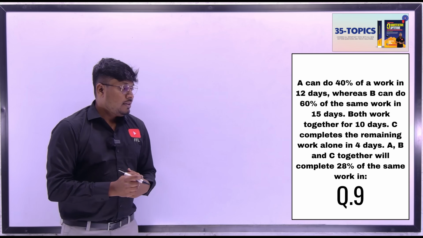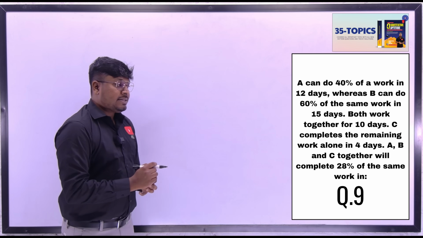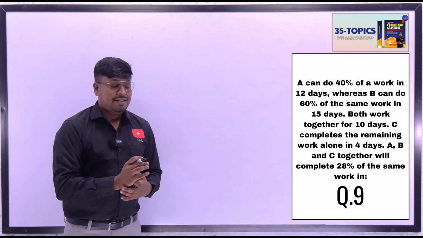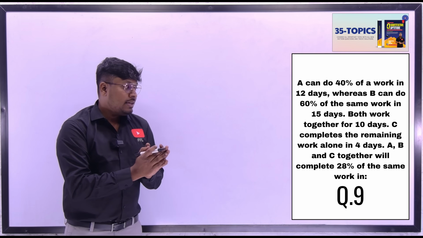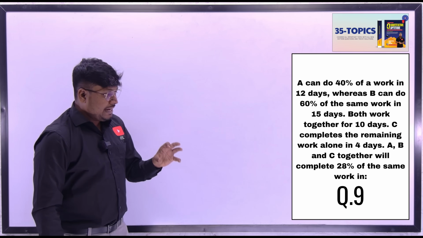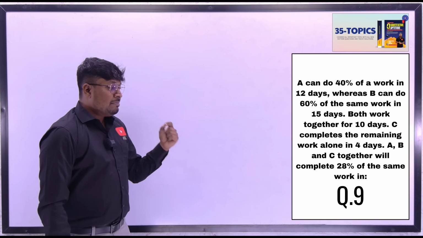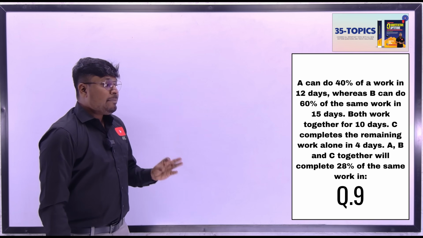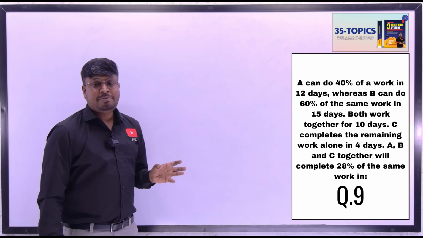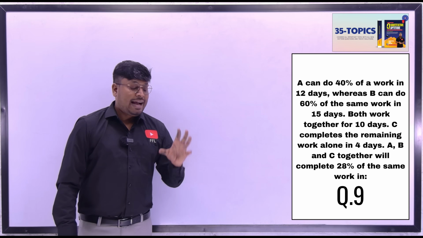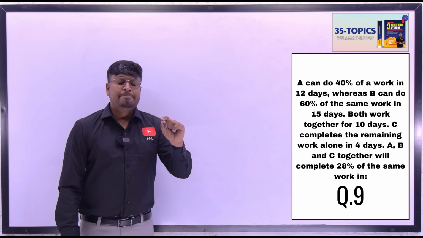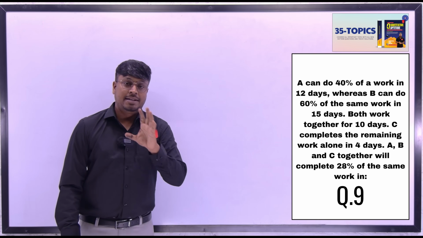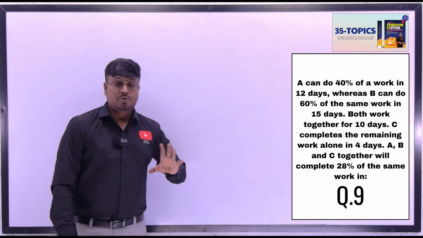Ninth question. A can do 40% of the work in 12 days, whereas B can do 60% of the work in 15 days. Both work together for 10 days. C completes the remaining work in 4 days. ABC together complete 28% of the work in how many days? Again, our target is to find, if all 3 persons are working, how many days it takes to complete 28% of the work.